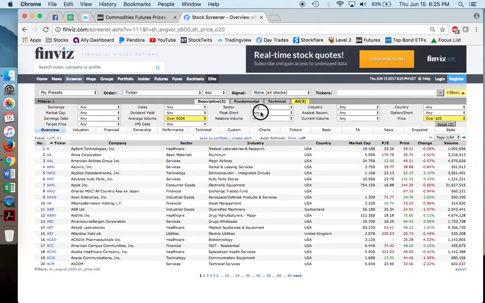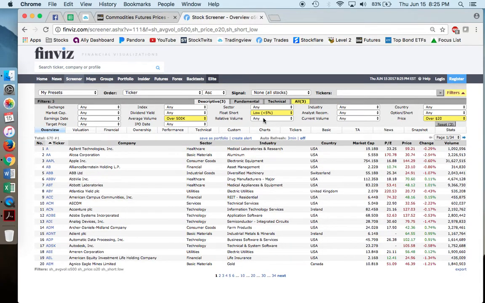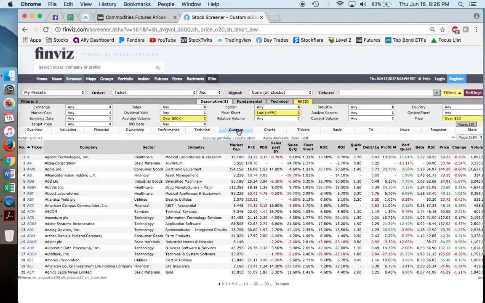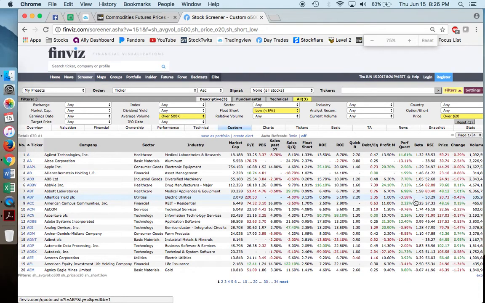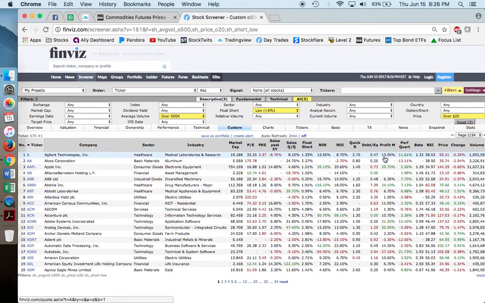Now we want the float short to be low. So essentially what this means is a low float short indicates that not a lot of people are betting against a particular stock, which is good news for us. I'm going to actually head to my custom kind of overview here, which has, obviously, as you can see, a lot more things in it. So that's pretty much it for the descriptive.